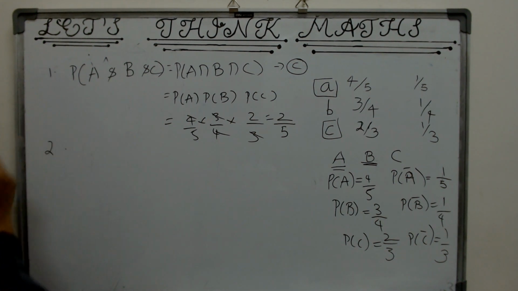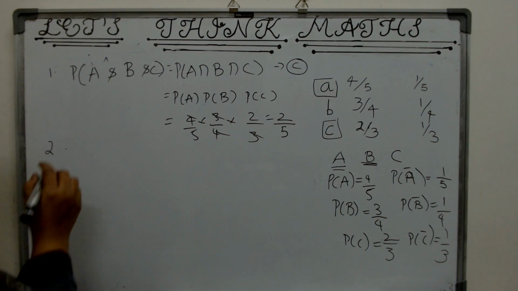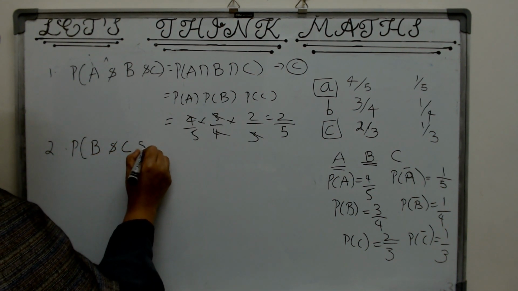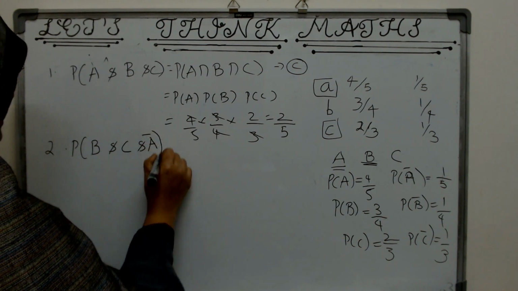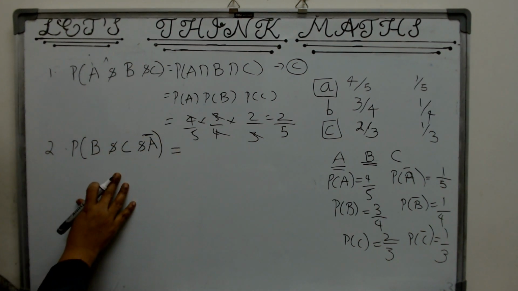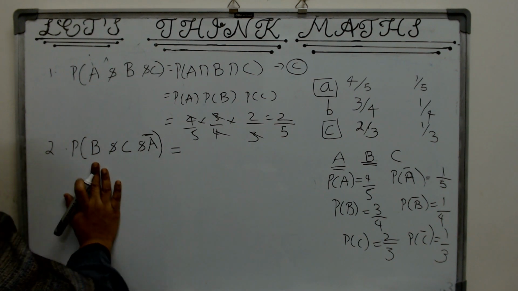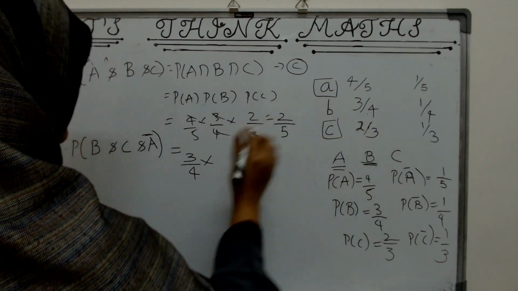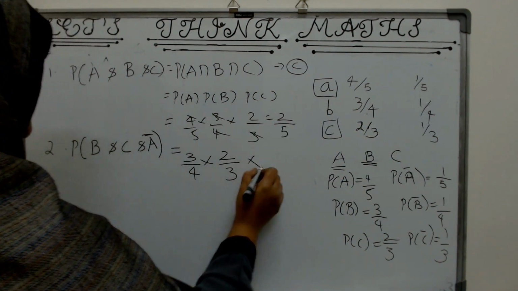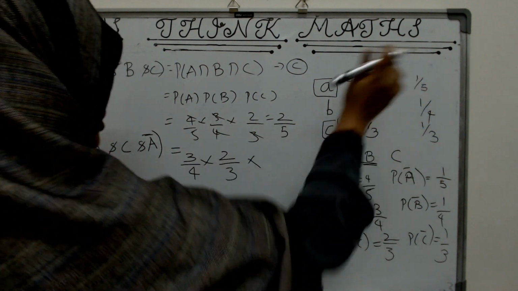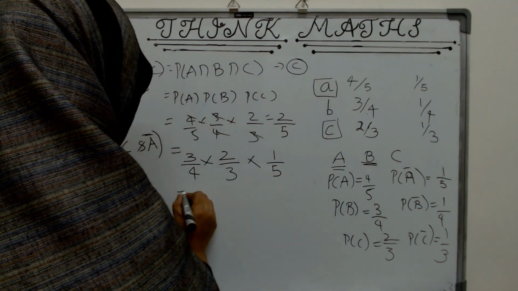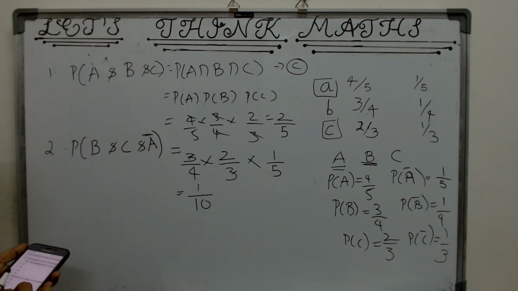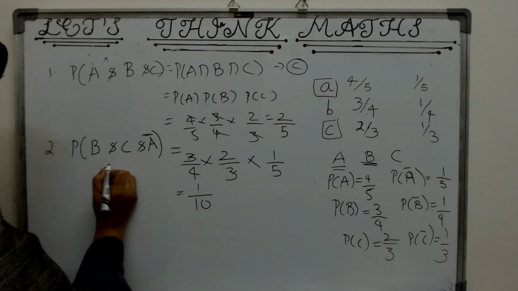The second question is, what is the probability that B will hit and C will hit and A will not hit? That means A complement happens. So the probability of B happening, which is 3 by 4, the probability of C happening, which is 2 by 3, and the probability that A will not hit, which is 1 by 5. So your answer will be 1 by 10, and the correct option I see here is A. A is the correct option.